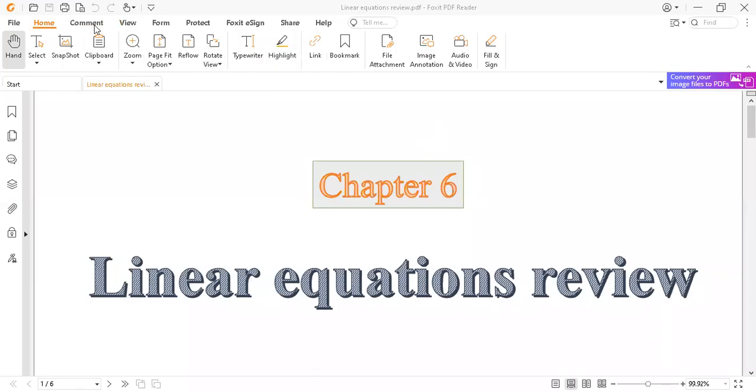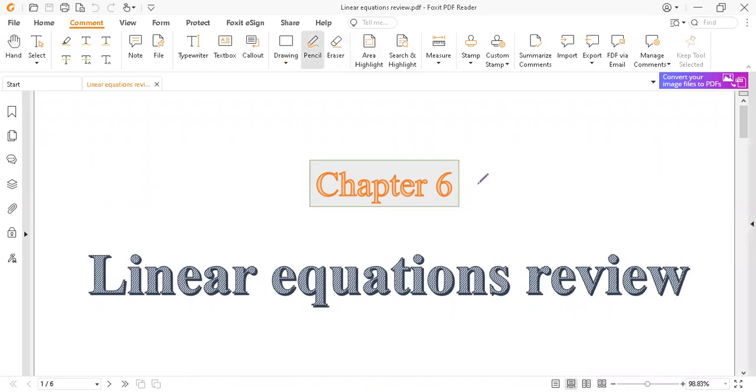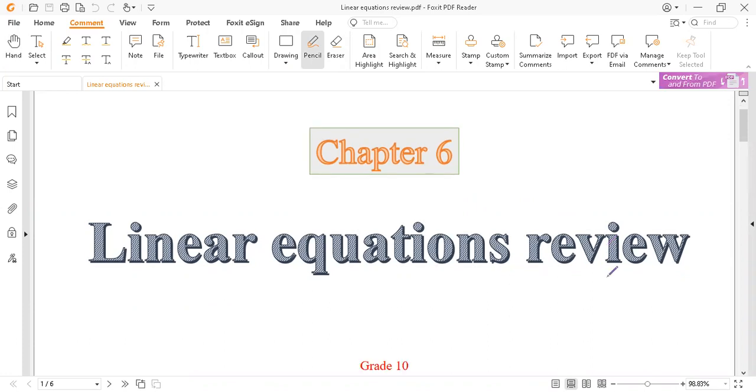Hi everyone, today we are going to start a new chapter, chapter 6, entitled all about linear equations and how to solve a linear equation as a review. Then we want to explain how to deal with simultaneous equations. So first of all, this session is dedicated to a review about solving a given linear equation.